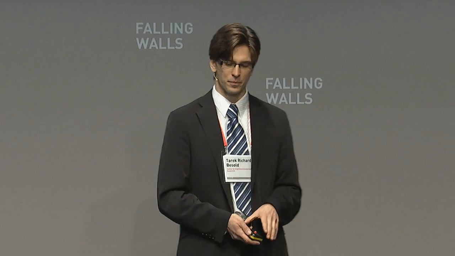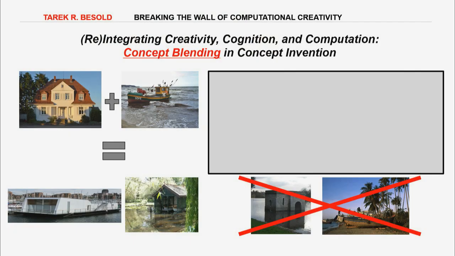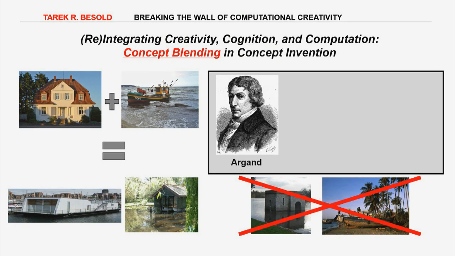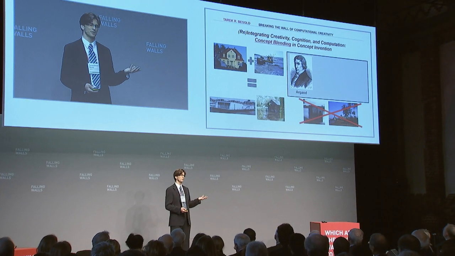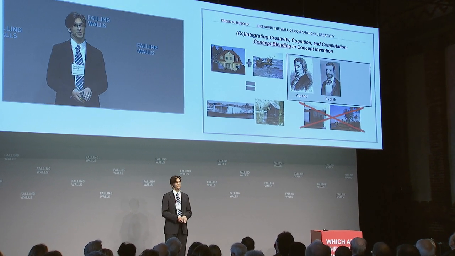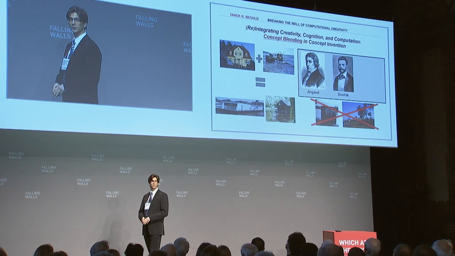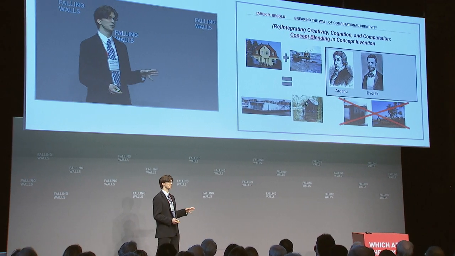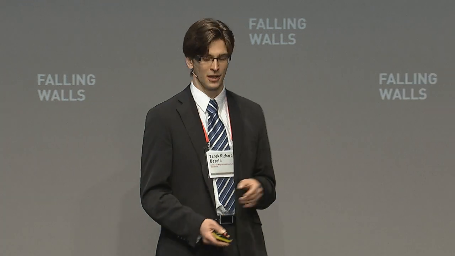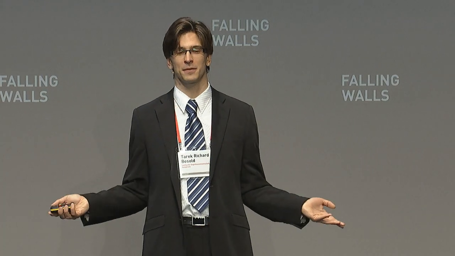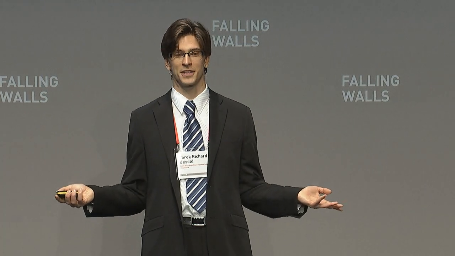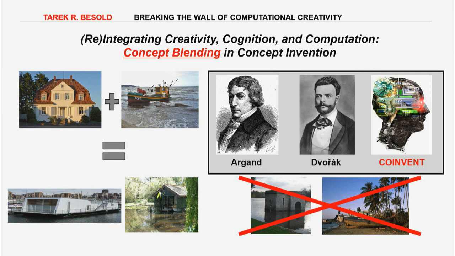Our vision now is that, well, say we're ambitious, we want to continue this line. This is Aimé Argand, a French mathematician who combined mathematical insights of his time into the first geometrical representation of the complex numbers. Antonin Dvorak, Symphony from the New World: he combines classical music with influences from the US. Well, why not take the concept invention theory and combine things into new insights and ideas? Thanks a lot.